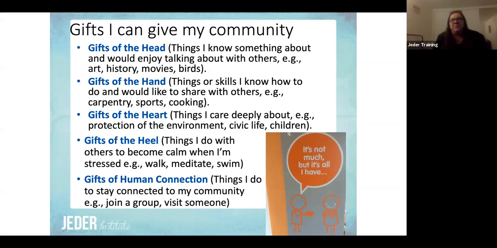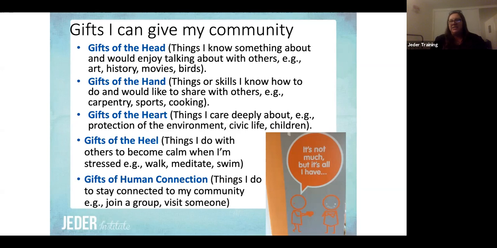So with these gifts, the 5 H's, we talk about gifts that we can offer others. Most ABCD practitioners know of the gifts of the head, hand, and heart. They're ones that have been around for a long time.